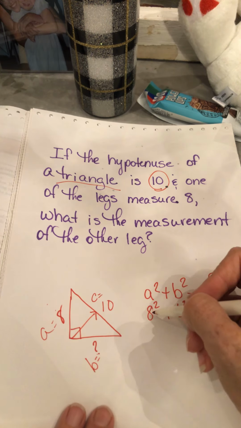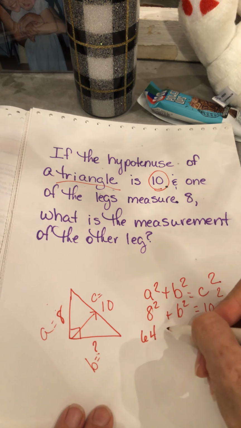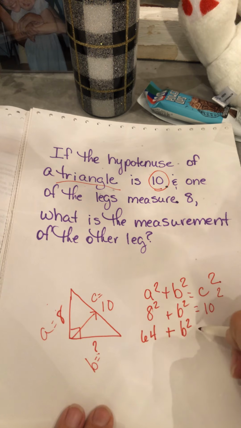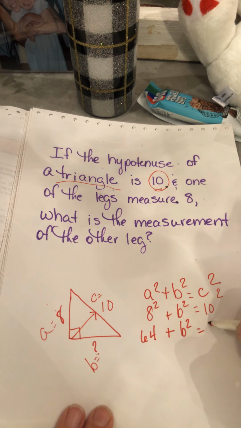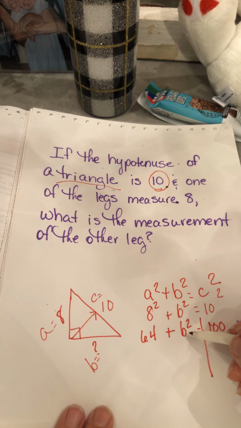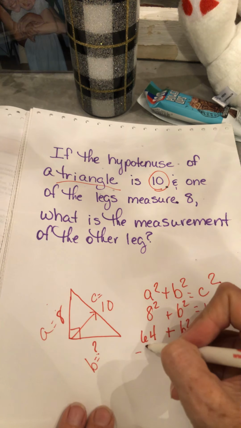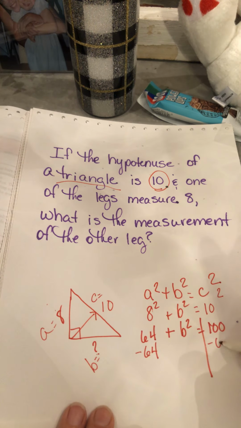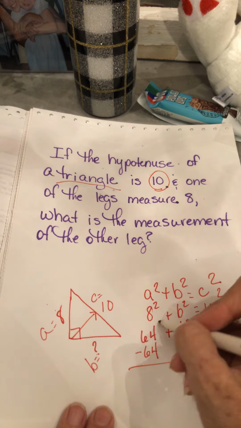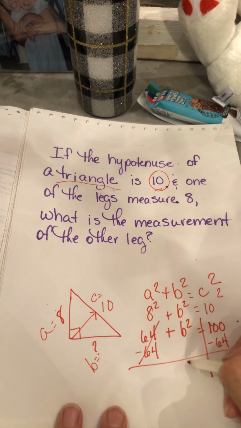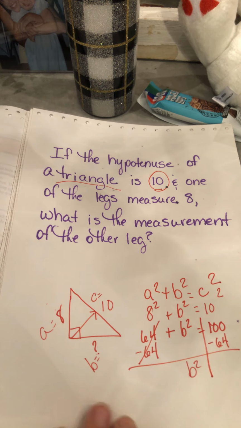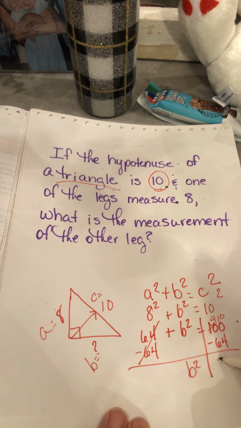I know 8 squared is 64 because that's 8 times 8. I don't know B. And I know 10 squared is 10 times 10, which is 100. Now, I need to get B alone. To get B alone, I have to get rid of the 64, so I do its opposite. It's a positive 64, so I subtract 64. This goes away. All I have left on this side is B squared. And 100 minus 64 gives me 36.